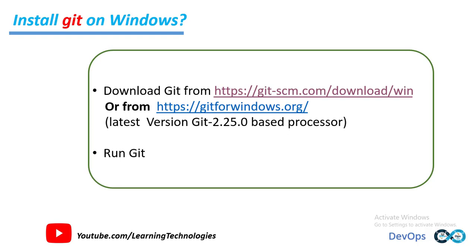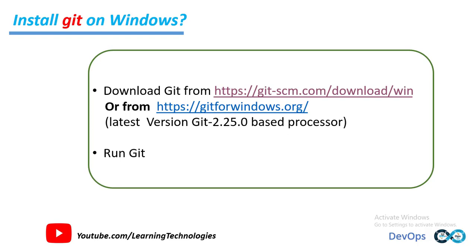I will show you step by step how to install Git on your local computer. The first step is that you have to download Git from the given URLs on the screen. One is https://git-scm.com/download/win. It is for Windows. If you are using a Mac, you will get download/Mac. If you are using Linux, you have download/Linux. Or download Git from https://gitforwindows.org. This is for Windows only.